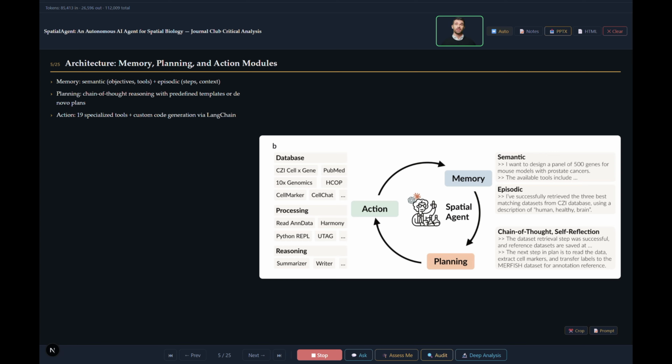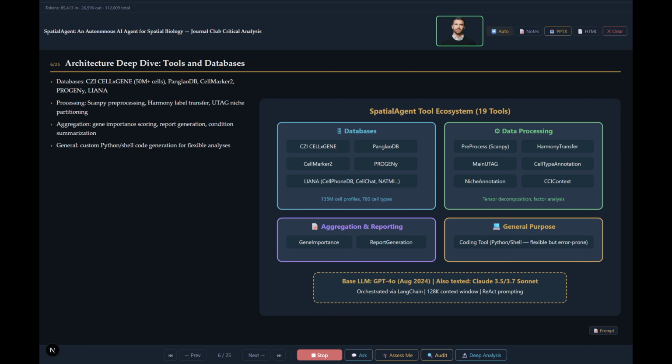A key architectural decision is the use of predefined templates. The authors acknowledge these templates are critical for stability. Without them, the agent struggles with complex tasks like spatial gene regulatory network inference. This raises the question: how much of Spatial Agent's success comes from the LLM reasoning versus the carefully engineered templates?